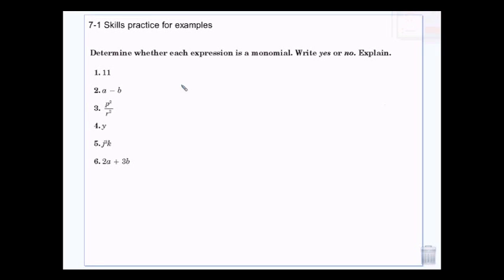Okay, so for determining if this is a monomial or not, yes. Yeah, because it's just by itself. It doesn't have any addition or subtraction, and there's no variables in the denominator or anything. That one's no. Definitely no.